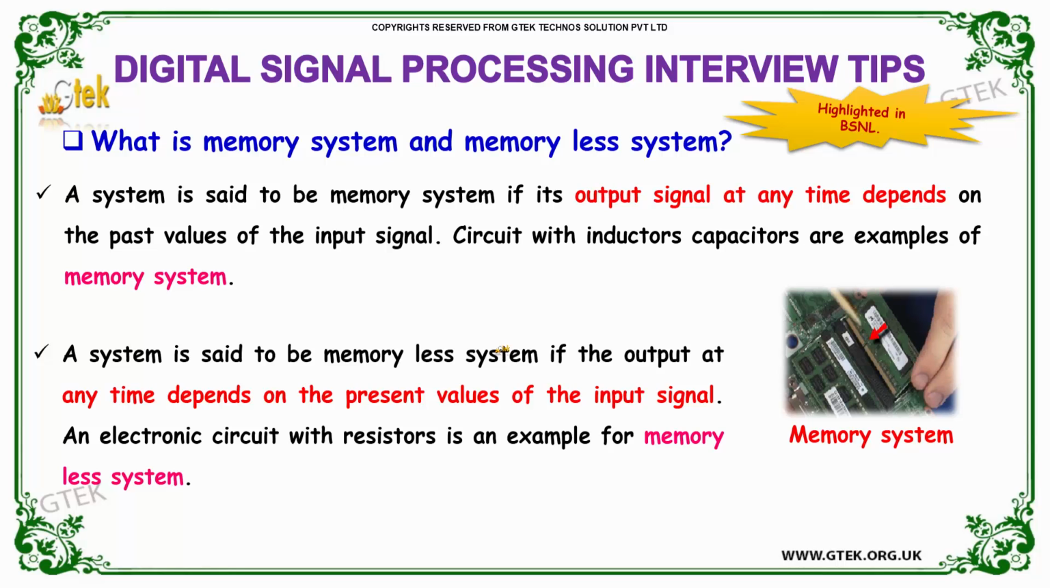Let's move on to the next question. This was one such question which is highlighted and frequently asked in BSNL interviews. What is memory system and memoryless system? A system is said to be memory system if its output signal at any time depends on the past values of the input signal. Other than this, a circuit with inductors, capacitors are considered to be some of the examples of memory system.